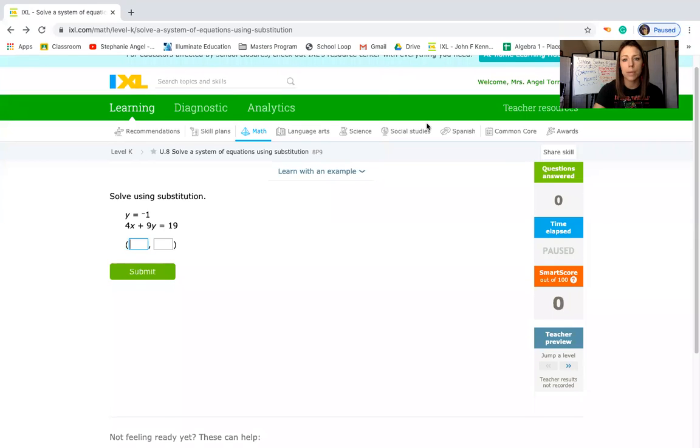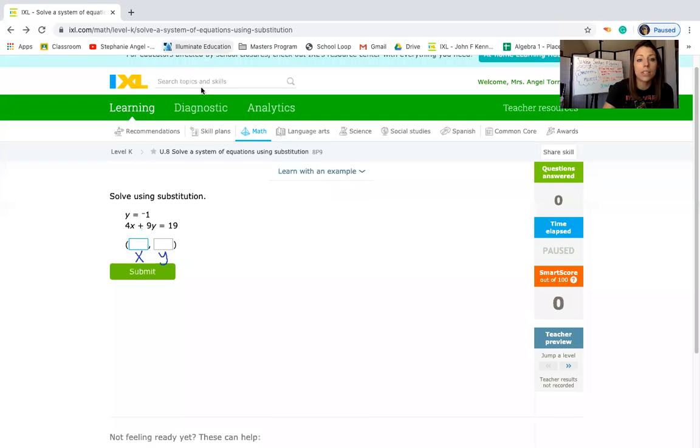Okay, so now we're going to look at some examples using IXL. This is IXL Code 8P9. So again, the beginning examples are going to be a little bit simpler, and then they'll get a little bit more complex. So in this one, we're given, just like in our first example, we already know what y is. So in our final answer, remember, the first number is x and the second number is y.